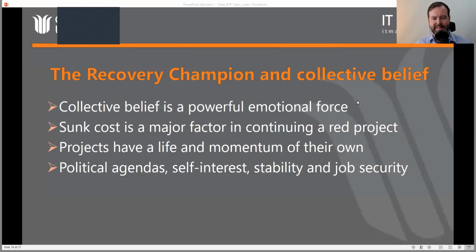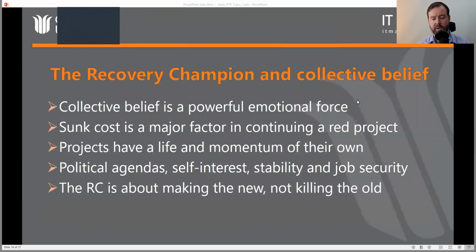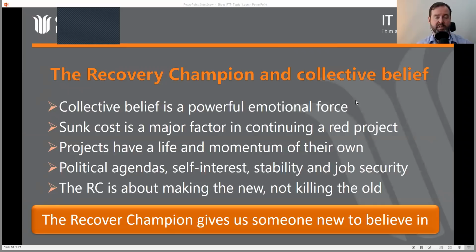So what this means is that people are going to have reasons to fight against project recovery. People are going to say, no, this doesn't suit me. I want this project to continue. You know, I want to keep my life and my job and everything stable. There's going to be reasons against it. So to help overcome those, the recovery champion is the person that does the same job that the sponsor did to get the motivation for the project in the first place. So the recovery champion is about building the new, creating the new thing. It's not about the negative. It's not about killing the old stuff. It's about what's the new exciting thing that we're going to get. It gives us something new to believe in.